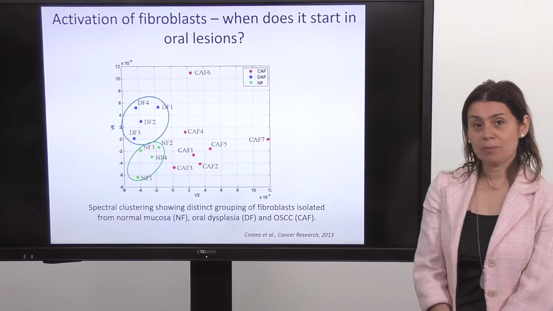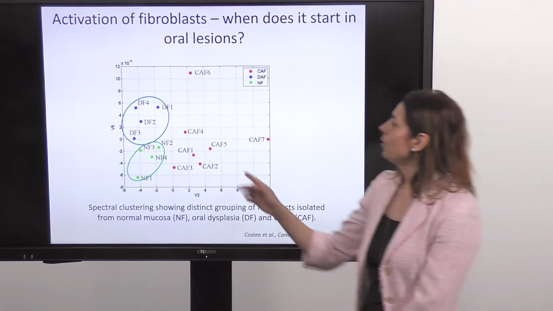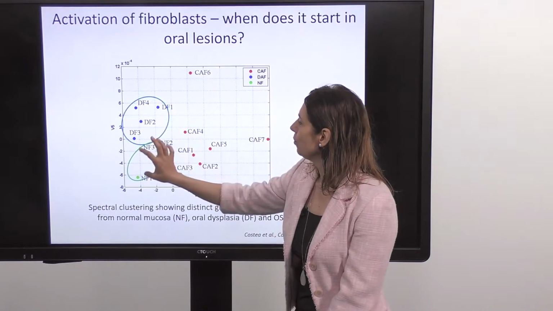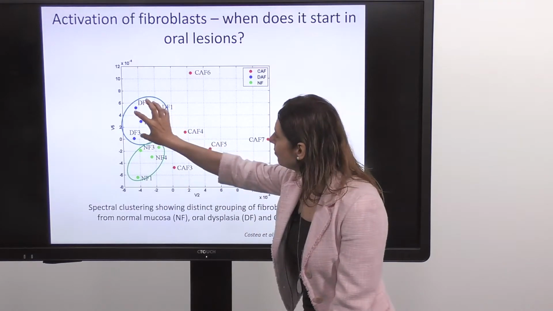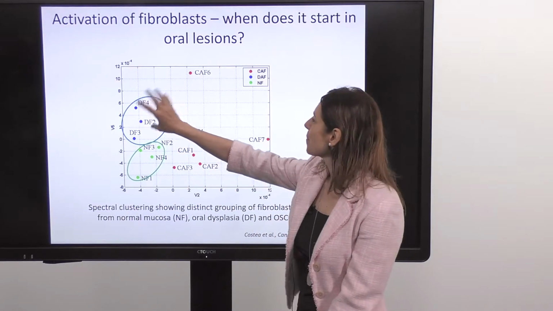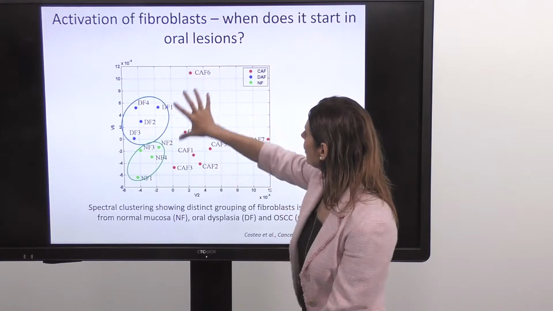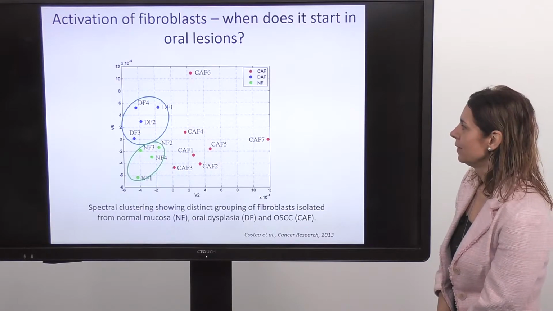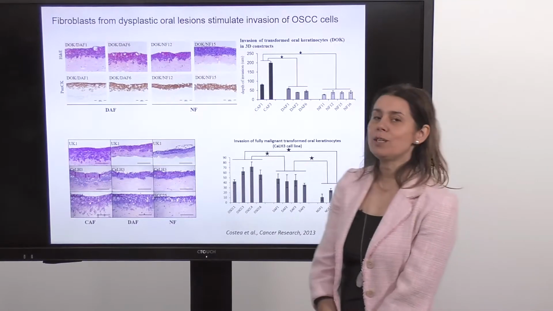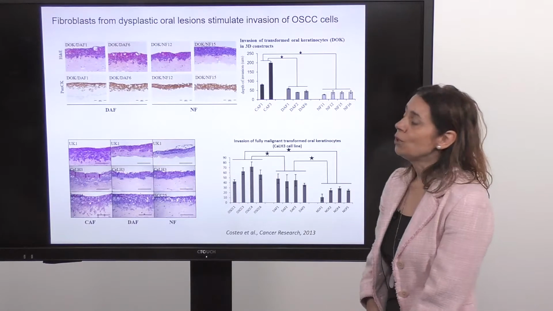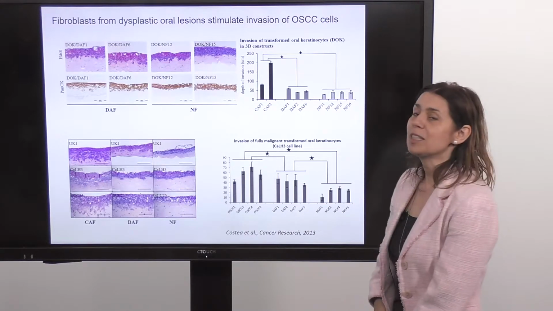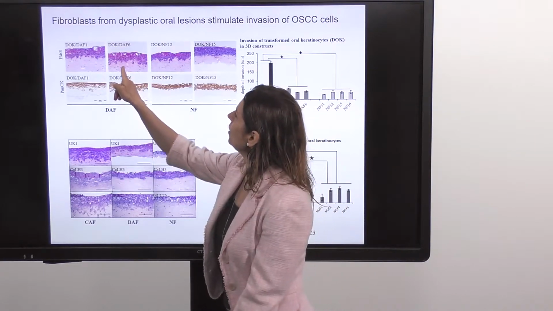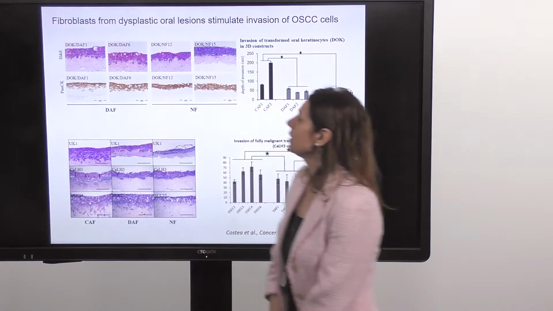However, when we did the transcriptomic analysis, we could see that the fibroblasts from under the dysplastic lesions clustered separately away from the normal fibroblasts and quite localized compared to the more heterogeneous cancer-associated fibroblast population. Interestingly, when we put them in culture with a cell line, which has been defined as dysplastic because at that time it didn't form tumors in nude mice, we could see that they could stimulate some invasion of cancer cells.